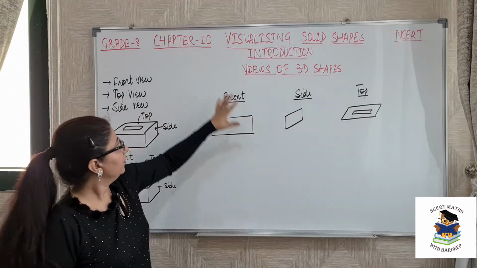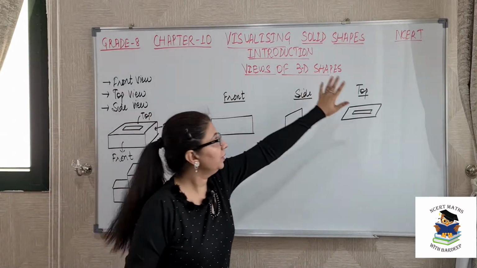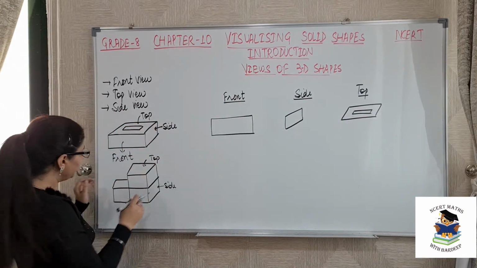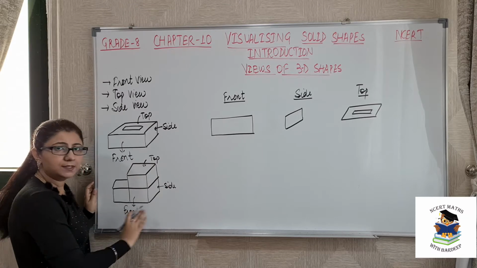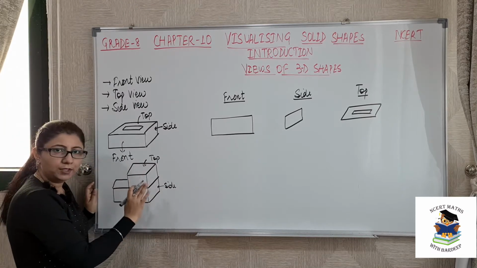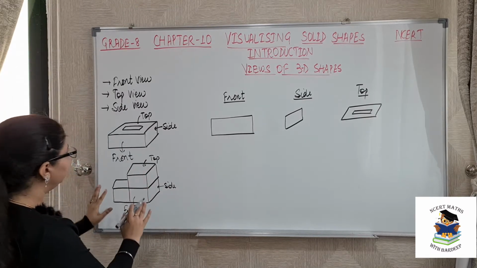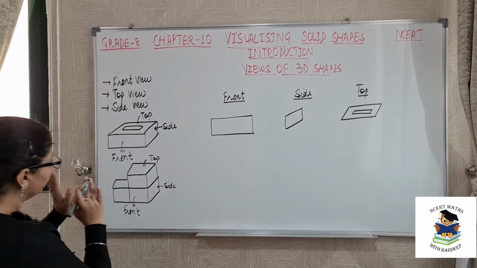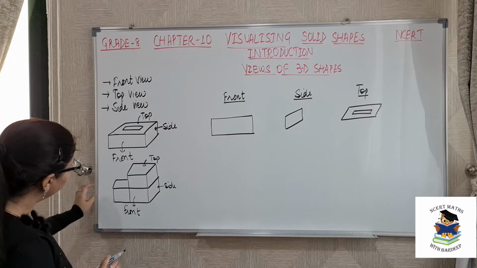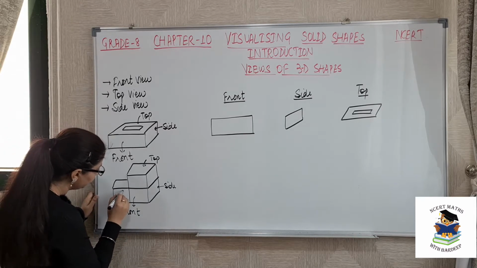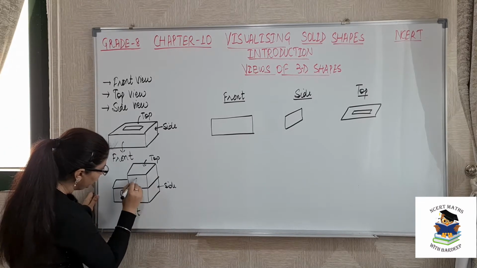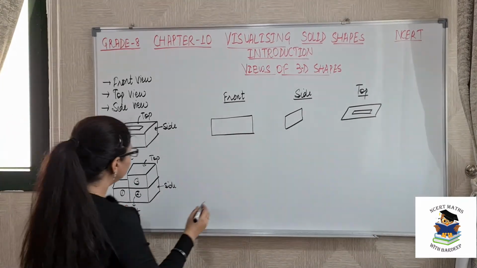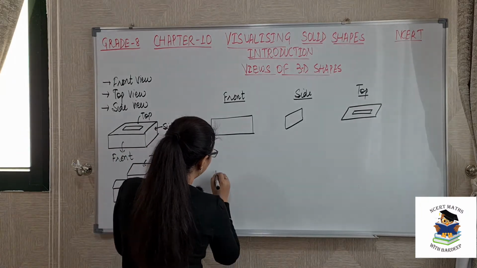So these are the front view, side view and top view for this shape. I hope this is clear. Let's see one more example. Suppose this is a 3D shape or solid shape given to us. Now again we will see which is written front. If I look at these blocks from the front side, I can see this, this and this. So what will be the front view?